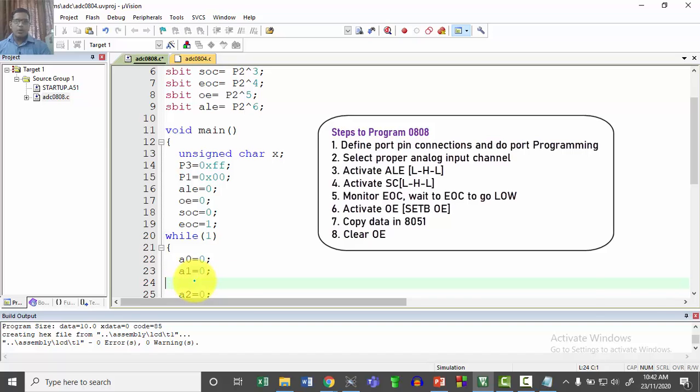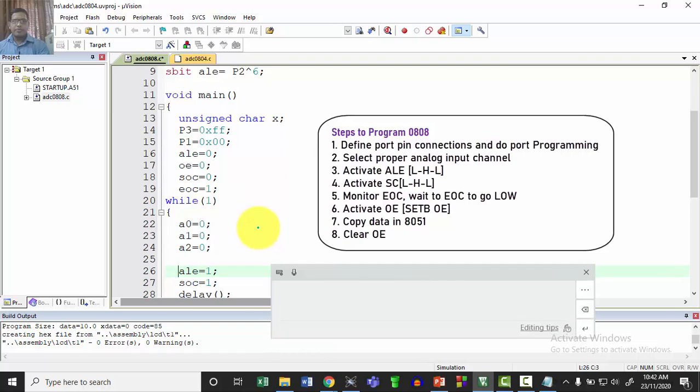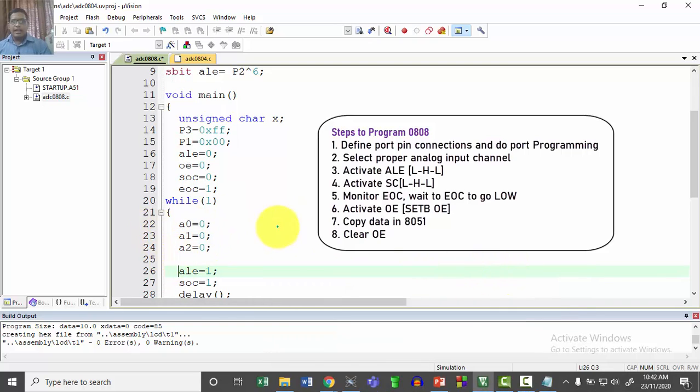The first step is what? Simple, go with configuring the address lines. So what I did, simple, A0 is equal to 0, A1 is equal to 0, A2 is equal to 0. So this basically represents what? This specific, say the lines, line number 14 to line number 19 represents the port configuration. That is step number 1, right?